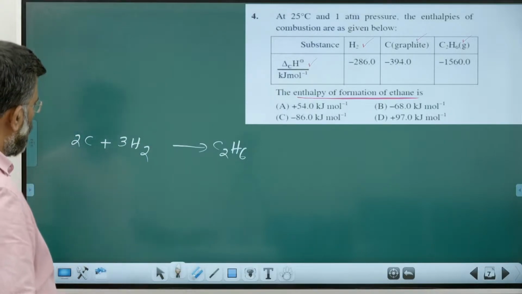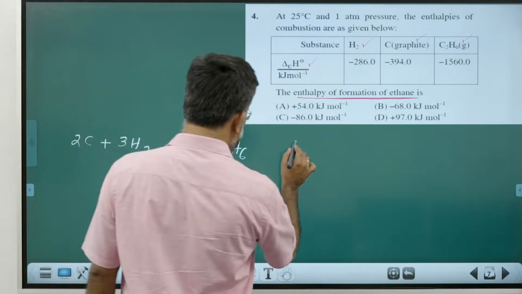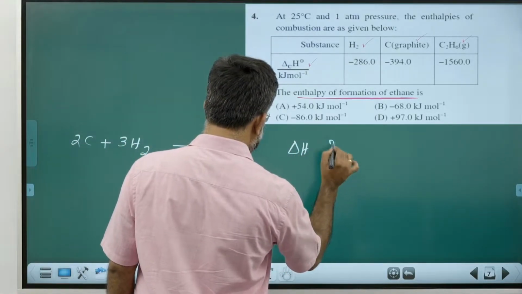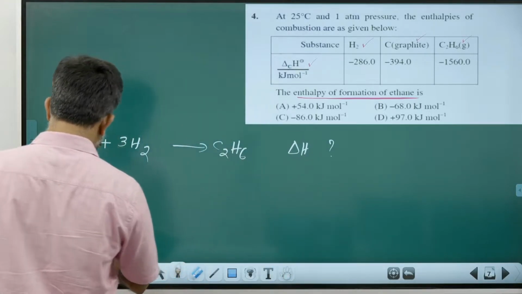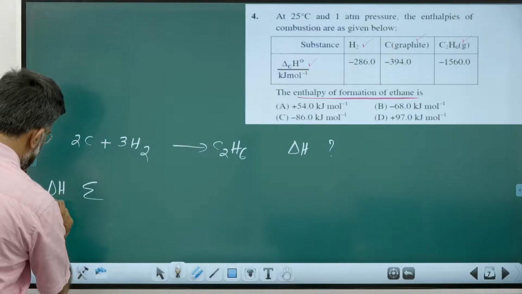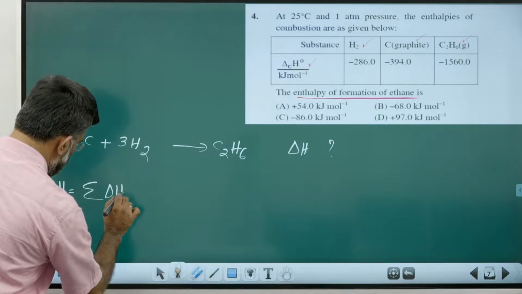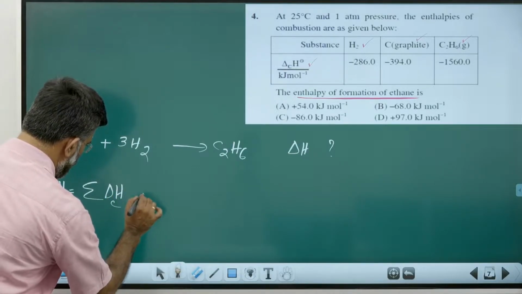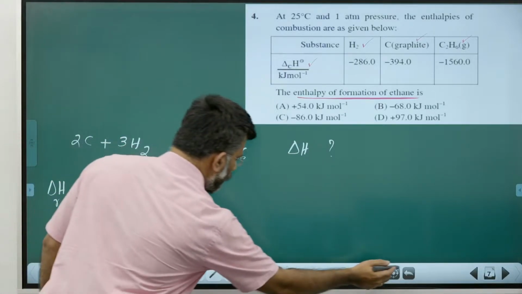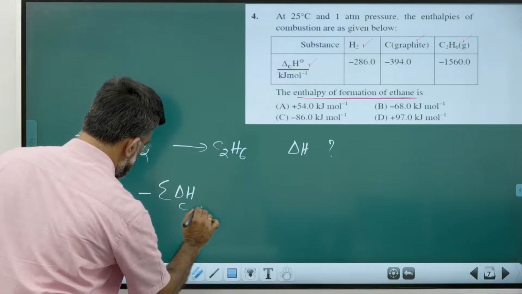So 2 carbon plus 3 H2 will give you the formation of ethane, and we want to know the enthalpy for this. And it's quite simple. All of you know it is the sum of delta H for such a reaction: the sum of enthalpy of combustion of reactants minus the sum of enthalpy of combustion of products.